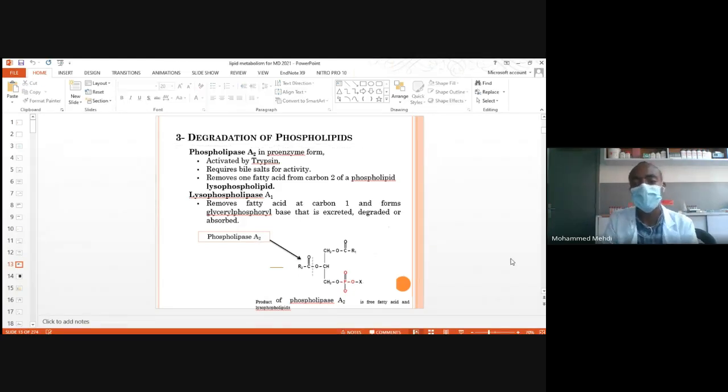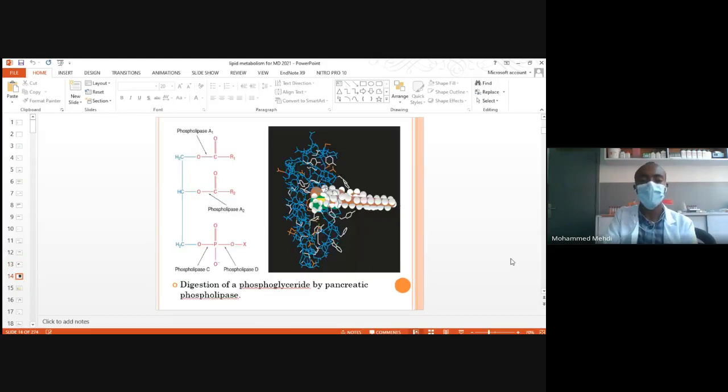There are other isoenzymes. Isoenzymes remove fatty acid at different carbon numbers. Phospholipase A1 is able to remove carbon number 1 of a phospholipid. Phospholipase A2 is able to remove carbon number 2 of a phospholipid. Phospholipase C removes the carbon number 3 phosphate. The nitrogen-based X molecule is removed by phospholipase D.